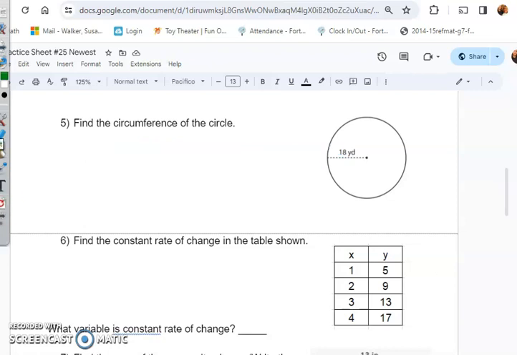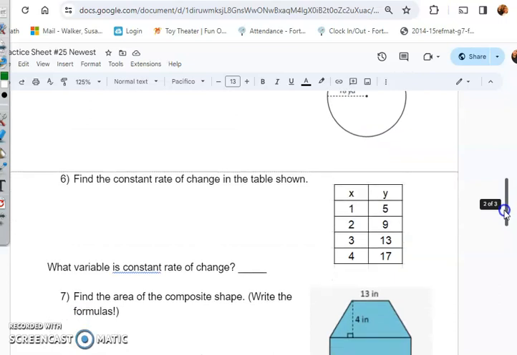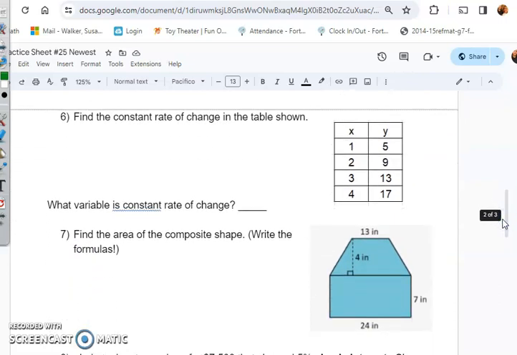Number 6, find the constant rate of change. Remember, constant rate of change is delta y over delta x, change in y over change in x. So your job is to figure out this number and put it on top, and figure out this number and put it on bottom. That's your constant rate of change.